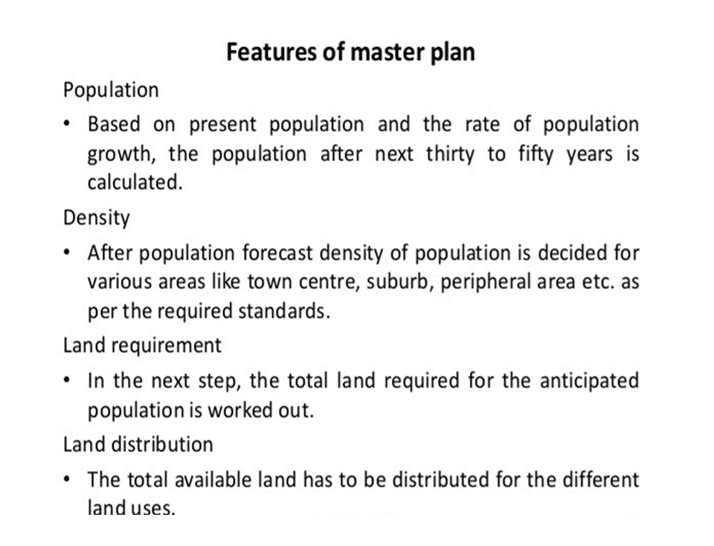Then in this slide we are going to see what are the features of master plan. First is population. Based on present population and the rate of population growth, the population after next 30 to 50 years is calculated. Secondly, the density. After population, forecasted density of population is decided for various areas like town center, suburb, peripheral area, etc. as per the required standard. Then the land requirement. In the next step, the total land required for the anticipated population is worked out. Then land distribution. The total available land has to be distributed for the different land uses.